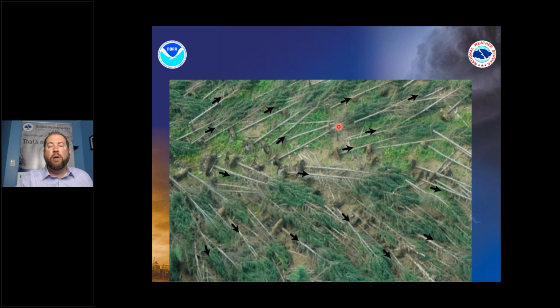This is what we might see on a storm survey, especially if we do an aerial survey and have some aerial photos. Lots of trees down. Folks will say it had to have been a tornado. What could cause all that damage?